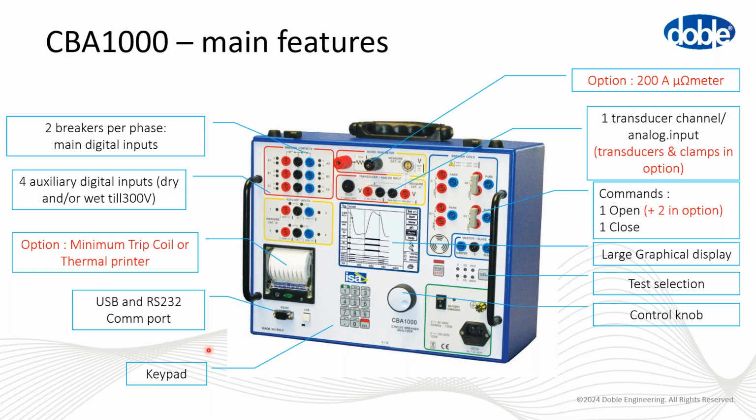We can see here some main features. Two breaks per phase timing inputs, this one, for phases A, B, and C. Auxiliary inputs, we have up to 4 of them. Here we have first trip testing coil or the thermal printer. We have the display here, micrometer, up to 200 amps generator. This one is for travel transducer or other options. Coil commands: close, open, up to 3 open coils.